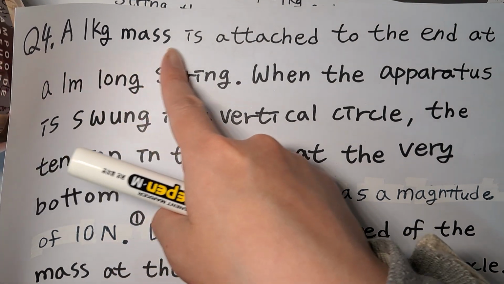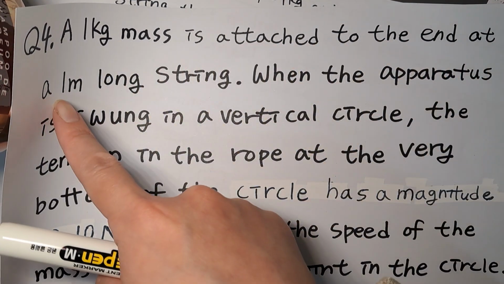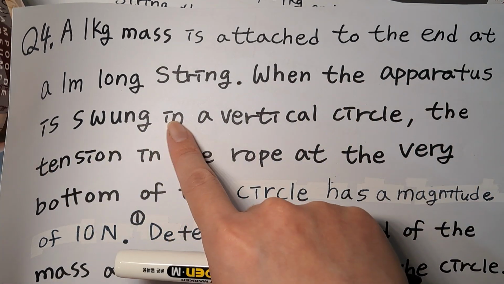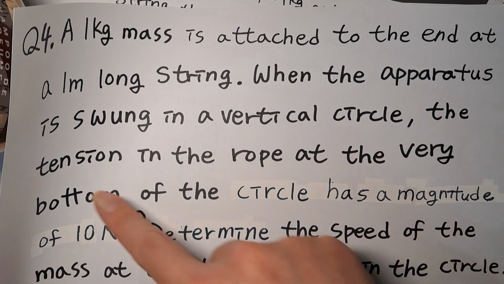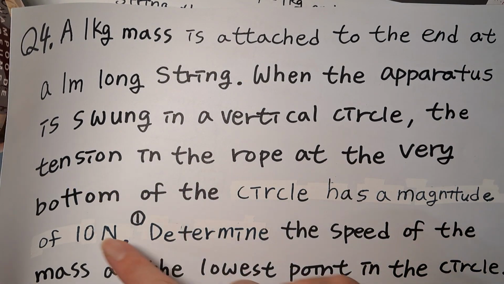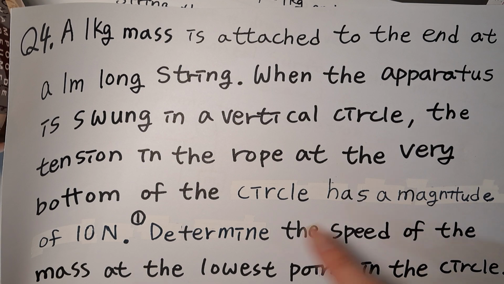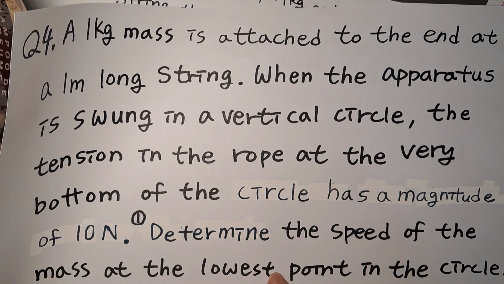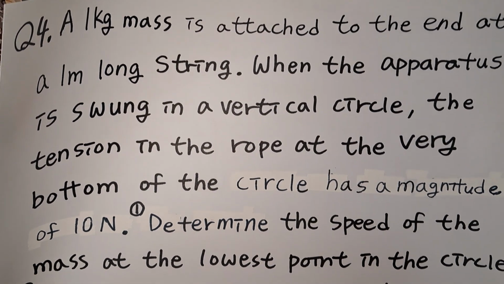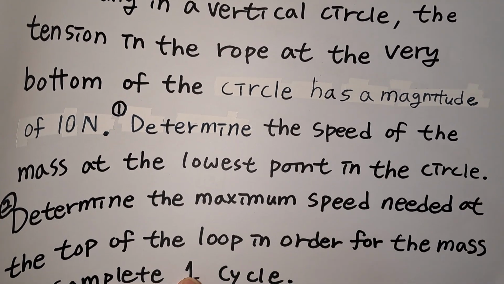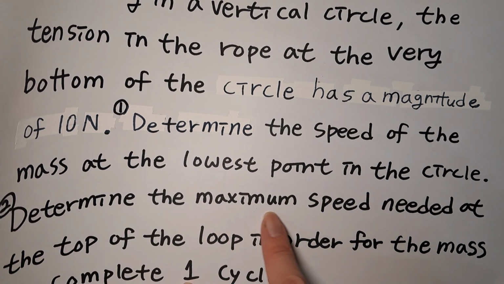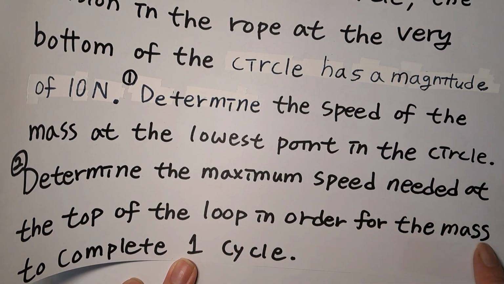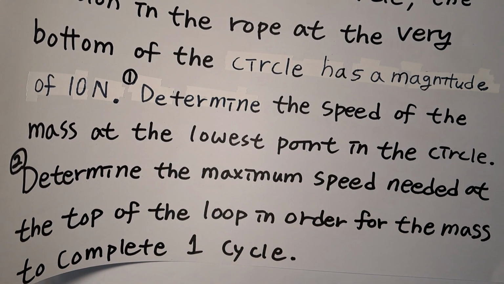A 1 kilogram mass is attached to the end of a 1 meter long string. When the apparatus is swung in a vertical circle, the tension in the rope at the very bottom of the circle has a magnitude of 10 Newtons. Determine the speed of the mass at the lowest point in the circle. Determine the minimum speed needed at the top of the loop in order for the mass to complete one circle.